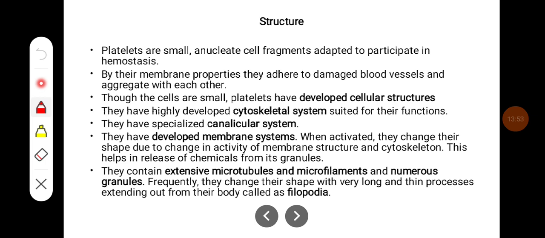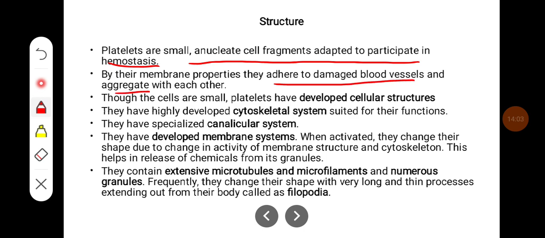Platelets are small anucleate cell fragments adapted to participate in hemostasis. By their membrane properties, they adhere to damaged vessels and aggregate with each other. Though the cells are small, platelets have well developed cellular structures. They have a highly developed cytoskeletal system suited for their functions. They have a specialized canalicular system. They have developed membrane systems.